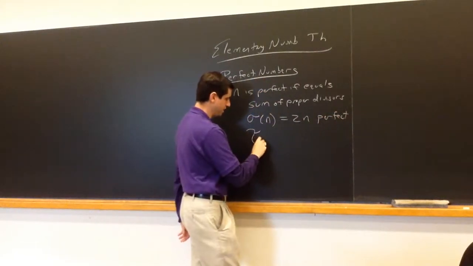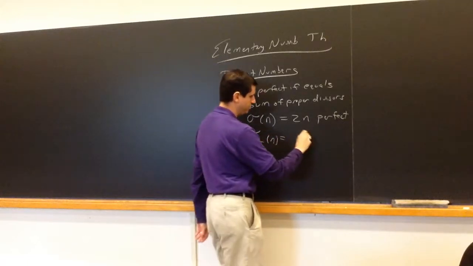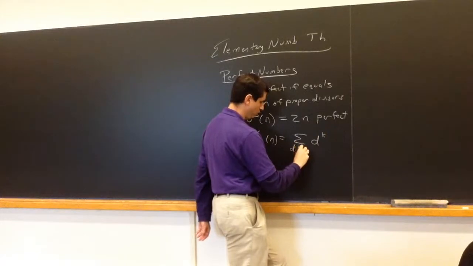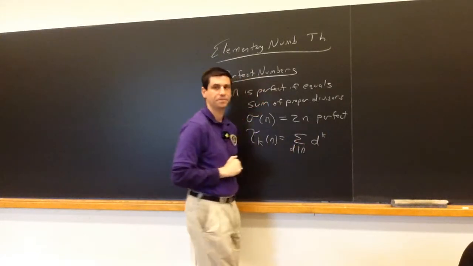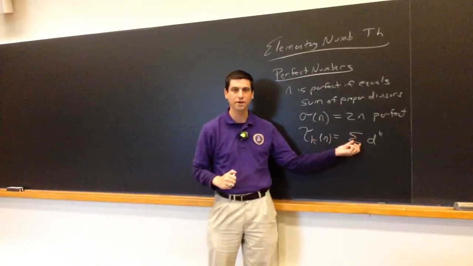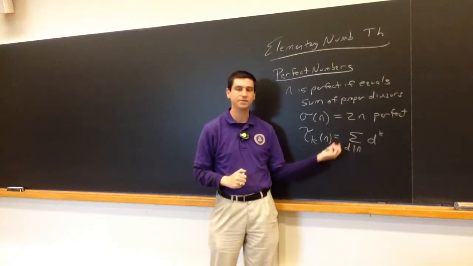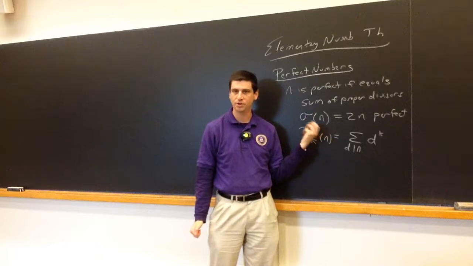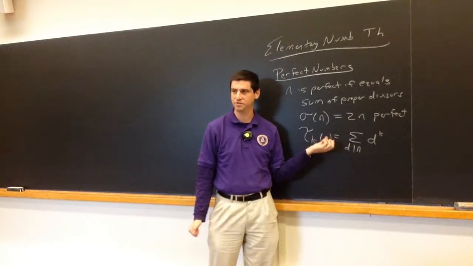Sometimes you might use tau k of n to represent the sum of d to the k over all d that divides n. And so if you take k equals 1, that will give you just the number of divisors. There's a lot of great results known about the distribution of the number of divisors of numbers.